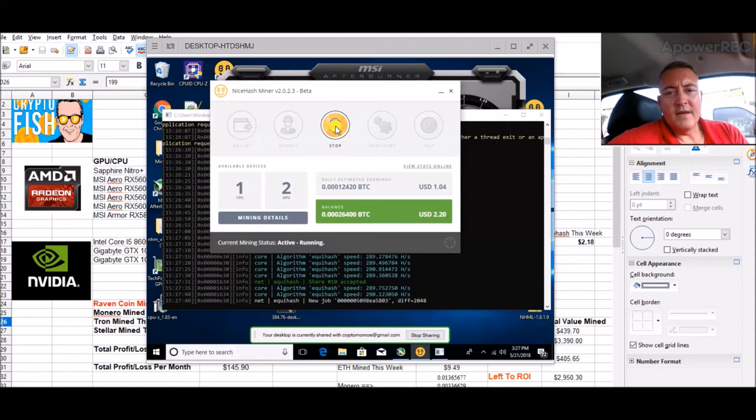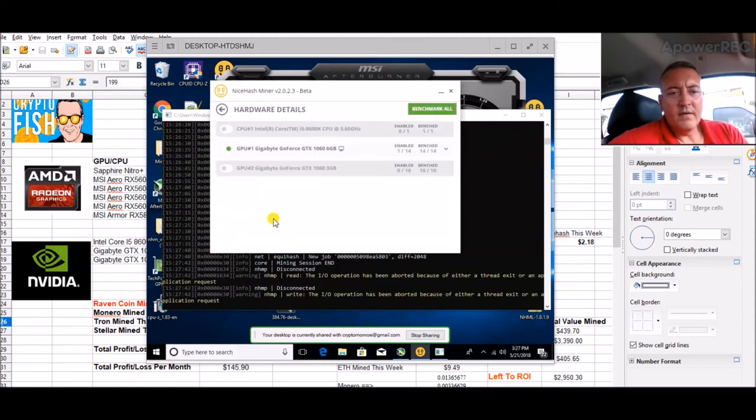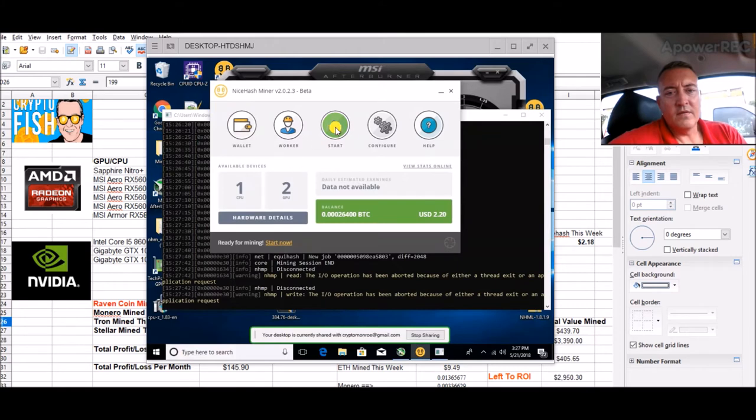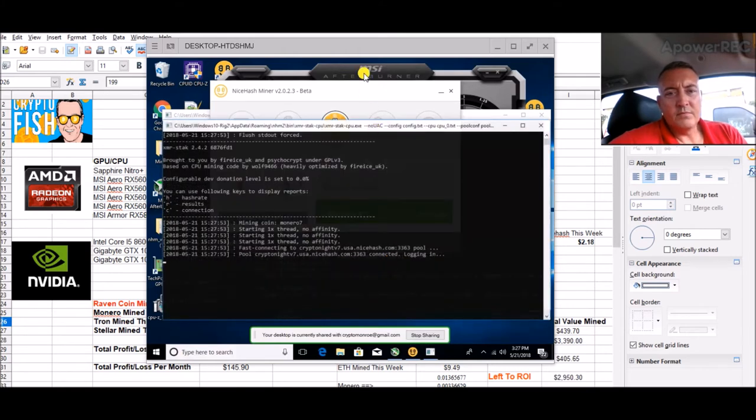So let's stop that. In case anyone is wondering what my CPU does, it's a Core i5-8600K, 3.6 gigahertz. We'll turn that on real quick.